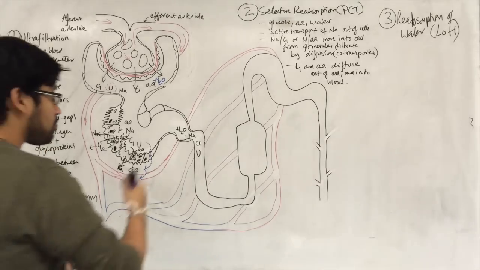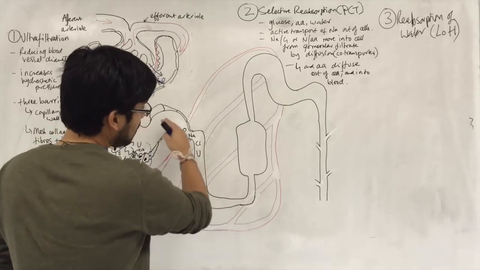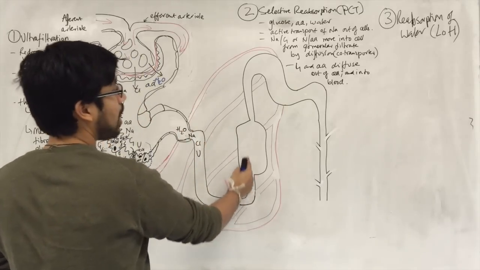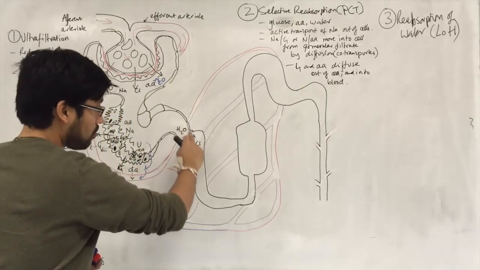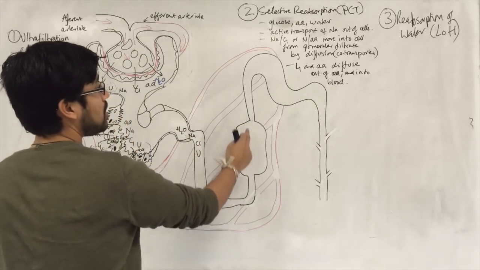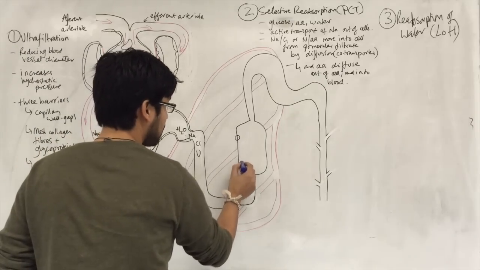Okay, so that's the job of the loop of Henle, that remaining water, getting it back. How do we do that? Well, the fluid is going to move down through the descending limb and then up through the ascending limb.